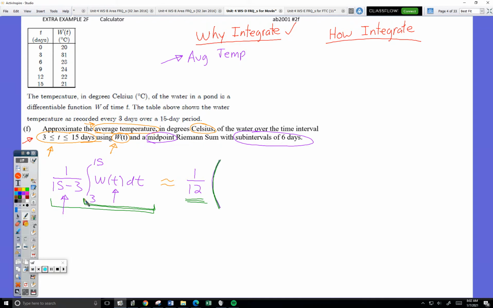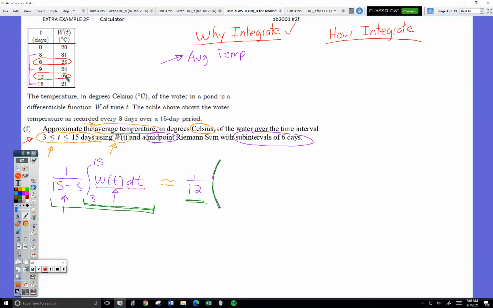To integrate means I am supposed to multiply these two items repeatedly. So I look at my table of W of t values. I'm supposed to start here at day 3, stop at day 15, make subintervals that are 6 days long, like that. So midpoint means go to the middle of each subinterval.